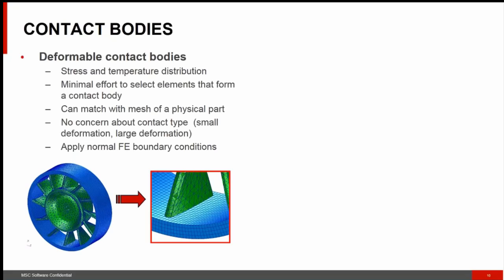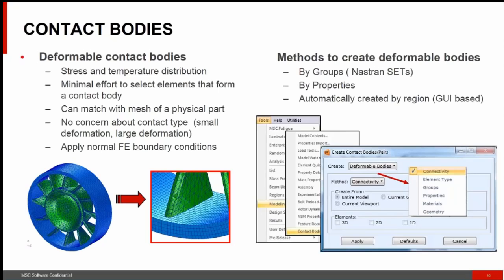And you don't have to literally go and pick the elements, like you don't have to define which parts are going to contact. Nastran will take care of that. You just pick the section, and Nastran is smart enough to know which nodes or which parts are coming into contact. And there are several methods available to create the deformable contact bodies.